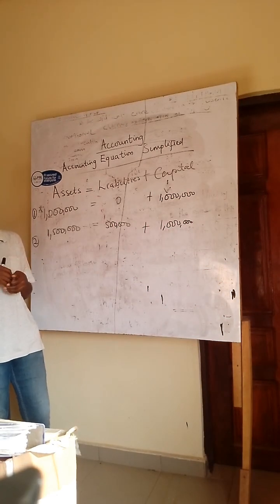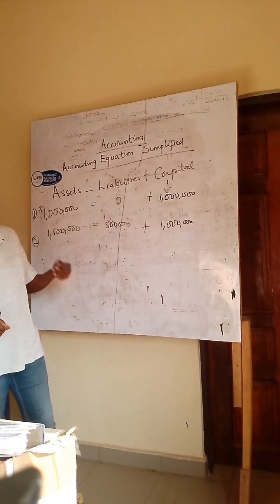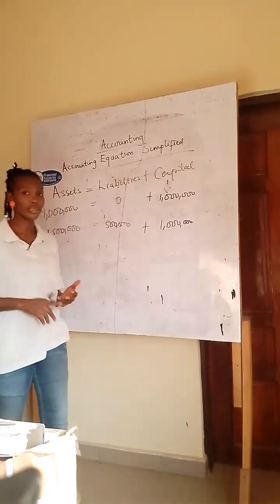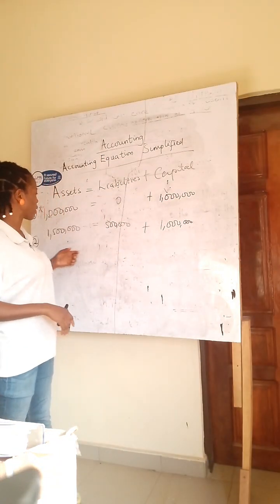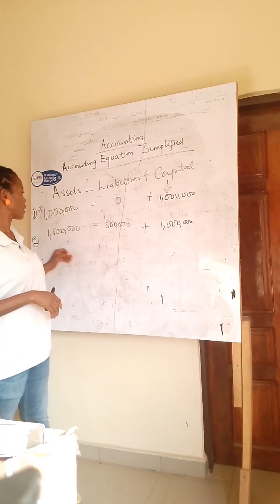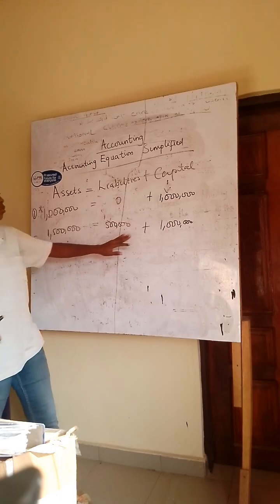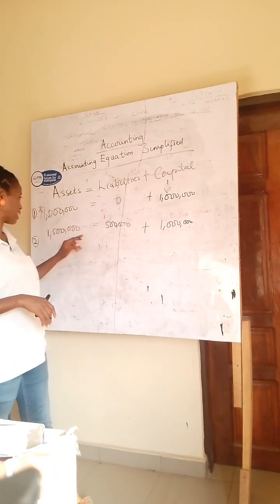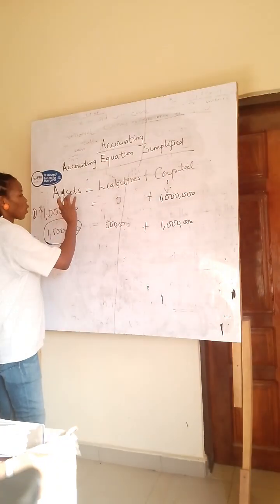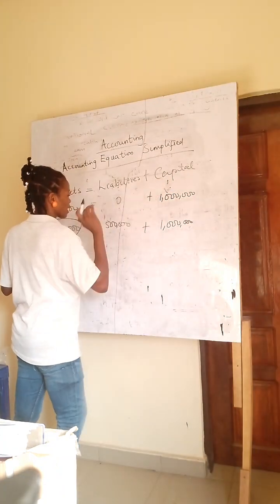Do you understand? Because if he didn't borrow the money, he wouldn't have been able to use that money to sort out one of the things in his business. So hope we now understand what an asset is, what a liability is, and how you can apply it in preparing your accounts. And you can see that in every instance here, it's balanced. 500,000 plus 1 million is 1.5 million. That is what we have here as your assets. So at all times, your asset must be equal to your liability plus your capital.